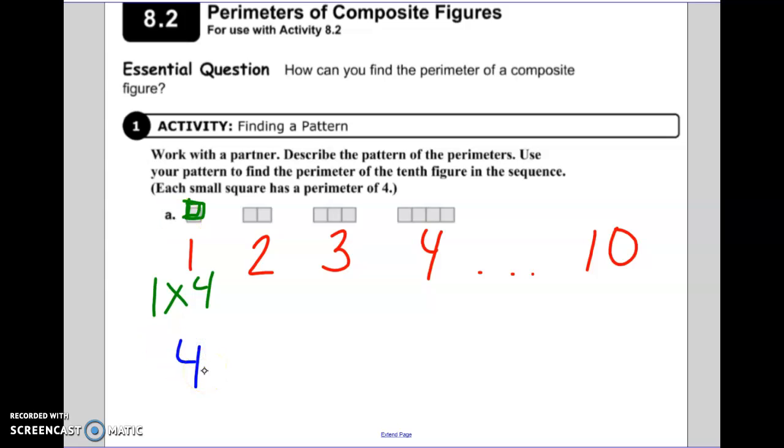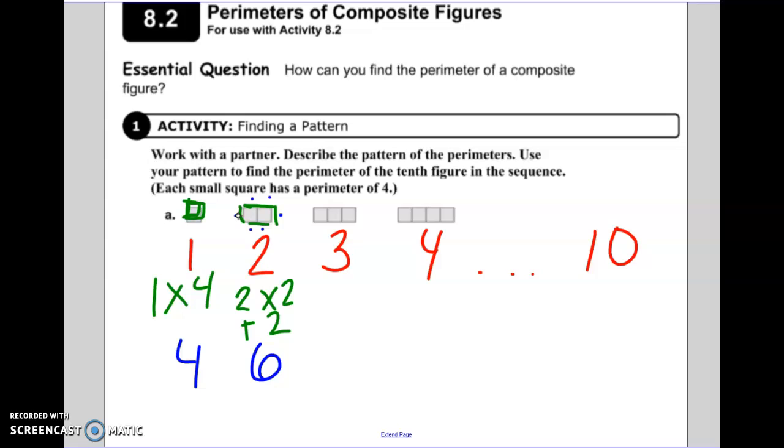The perimeter is 4. This one has 2 sides that are 2 units long. So we're going to go 2 sides times 2 units long. But we also have 1 and 1. So we're going to go plus those extra 2. Tells us the perimeter of that guy is 6. So it's 1, 2, 3, 4, 5, 6.